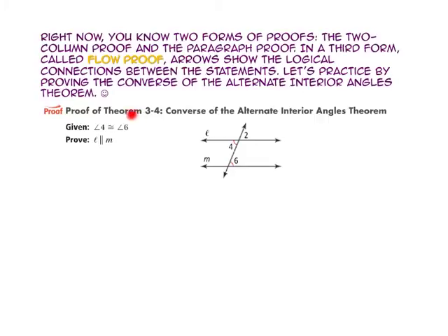We want to start with the given. Angle 4 is congruent to angle 6. Our next step would be to say that angle 4 is congruent to angle 2 because they are vertical angles.